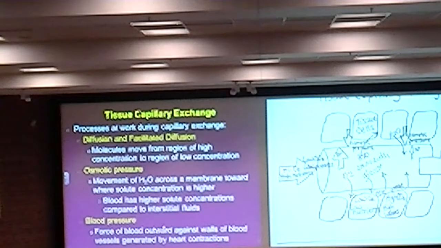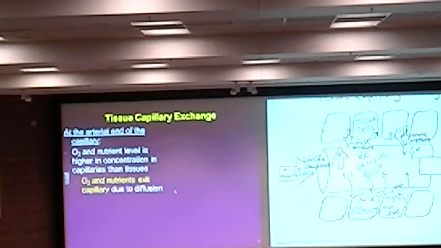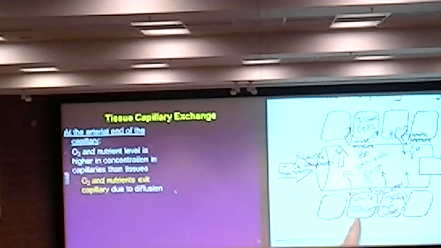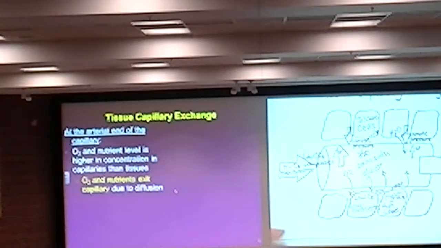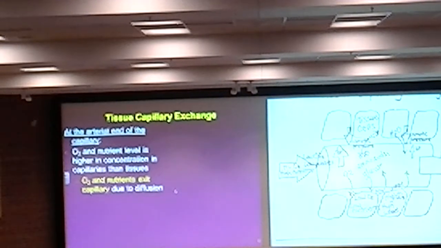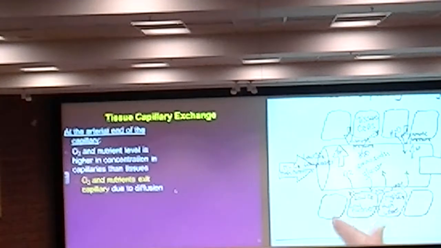Okay? So let me catch up in the notes here to what we were just talking about. All right? So down here at the arterial end of the capillary, the oxygen level is higher compared to the oxygen level out in the tissues. Same is true of nutrients. There's more nutrients in the blood coming into the capillaries compared to out here. And so oxygen and the nutrients are going to exit the capillary and enter the tissue cells due to diffusion and facilitated diffusion.